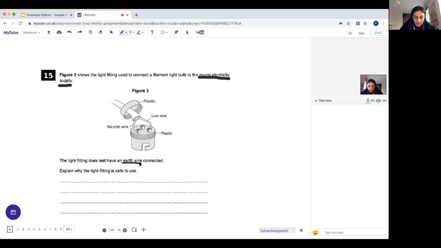Great, loads of you are saying that it's got a plastic case, which is really good. So yeah, because it's got a plastic case, we are protected and there's no need for the earth wire. Okay.